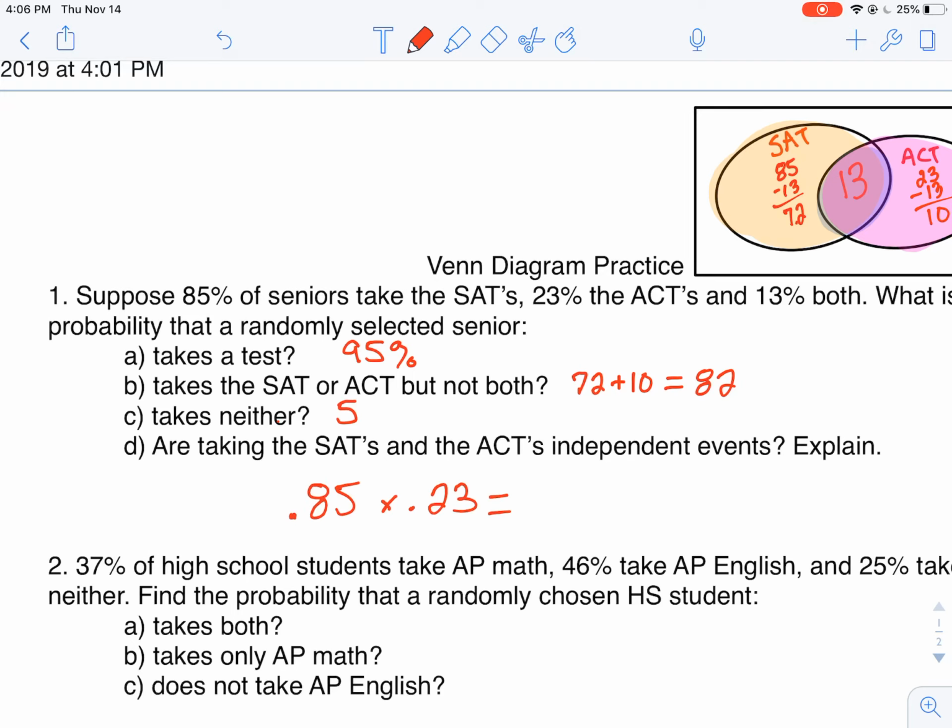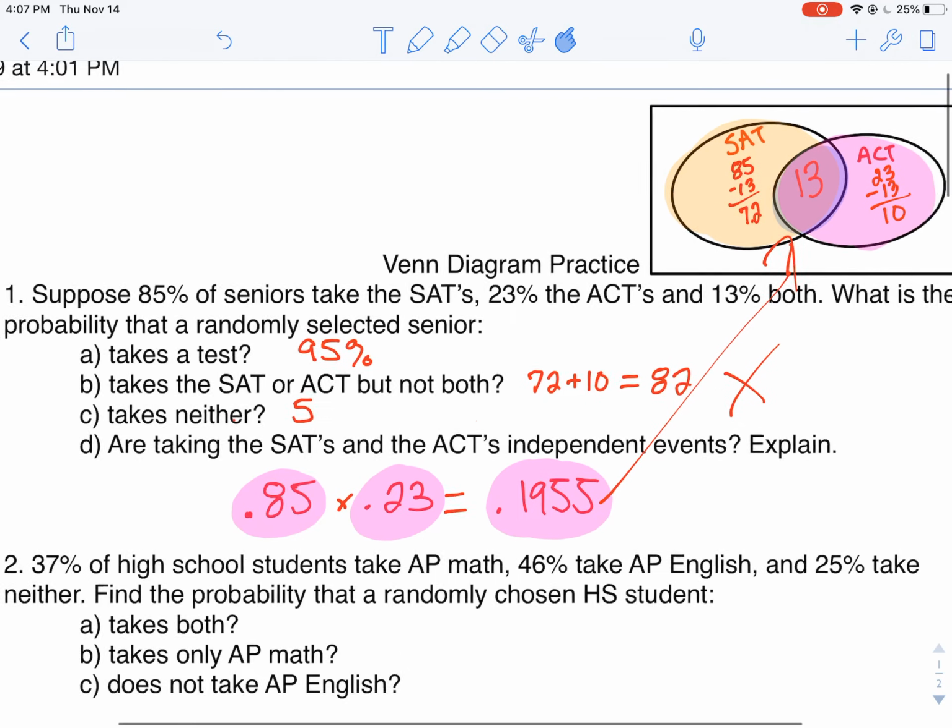I'm just taking out a calculator so I can do this. I'm very confident that's not going to equal 13%, but nonetheless, I'm going to be safe here. Yep, of course, I get 0.1955. If they were independent events, then multiplying the probability of one times the probability of the other would give me the probability of both happening at the same time. This does not equal 13. So therefore, I can say that these are not independent events. There are other ways I can prove this as well, but I like going this route.